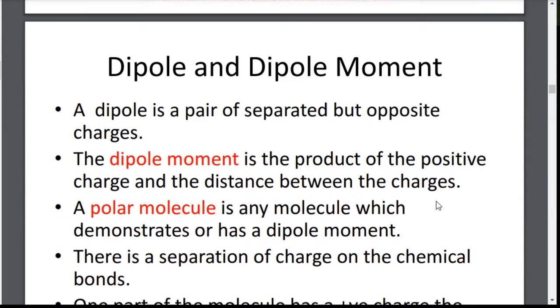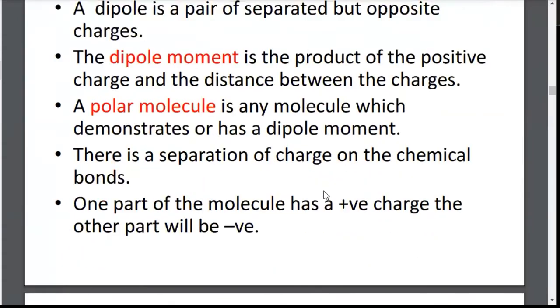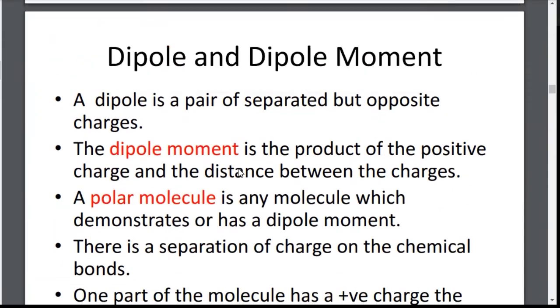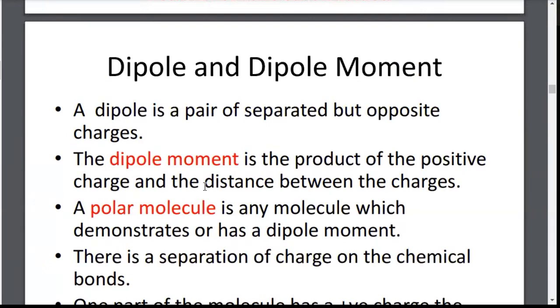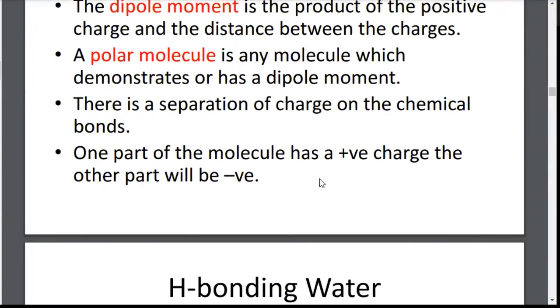Okay, this idea that you've got different charges inside the molecule. There's a separation of charge between the atoms which make up the molecule, based on the chemical bonds and the charges on the atoms. So what it means is that one bit of the molecule is going to be positive and the other part will be negative. If a molecule has a positive end and a negative end, it's polar and has a dipole moment. And that's it. That's all it is. So we'll have some pictures to show this in a minute.